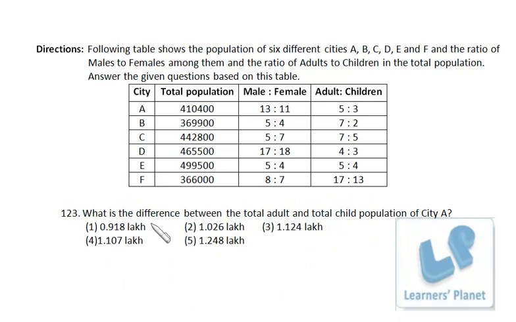Now next, what is the difference between the total adult and total child population of city A? In city A, the adult to children ratio is 5 to 3. So total adults are 5 parts, total children are 3 parts, and the total is actually 8 parts. If the total is 8 parts, the difference is 2 parts, right? So we can say 25% is the difference. Now 25%, or we can say 1/4. 1/4 of this data will be the difference.